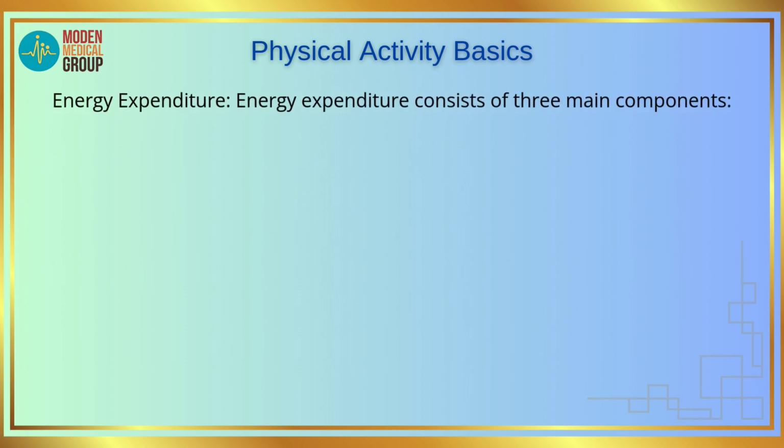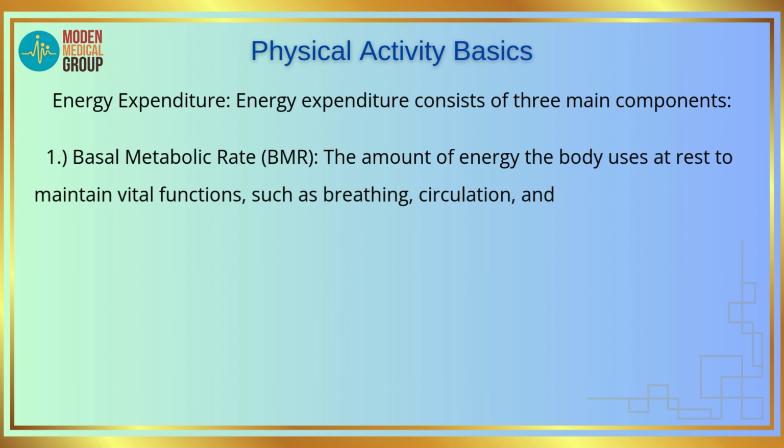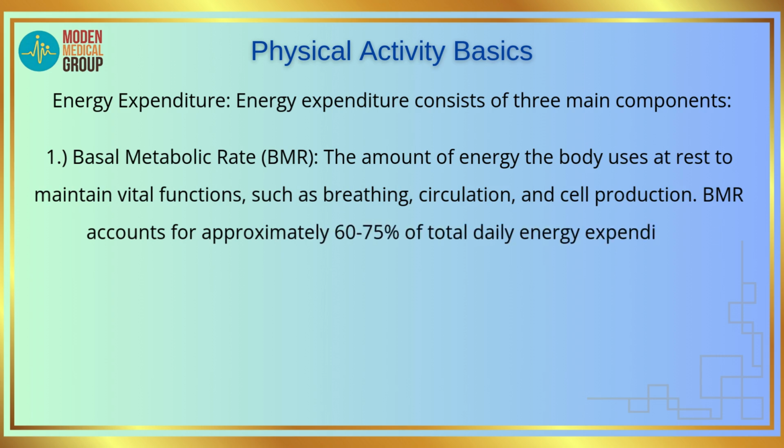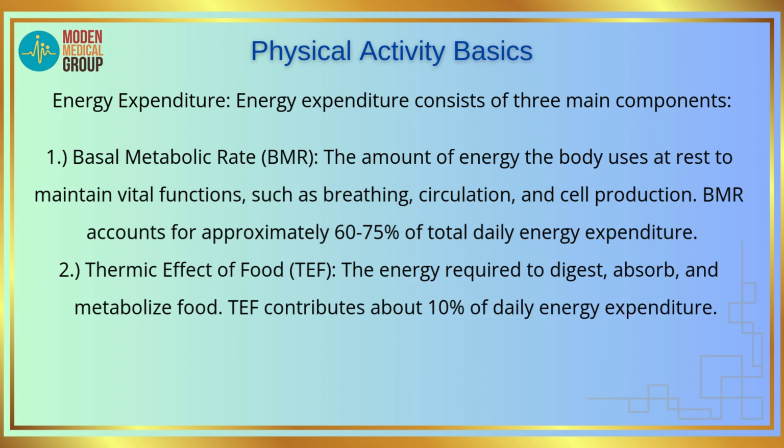Energy expenditure. Energy expenditure consists of three main components. 1. Basal metabolic rate, BMR, the amount of energy the body uses at rest to maintain vital functions, such as breathing, circulation, and cell production. BMR accounts for approximately 60 to 75% of total daily energy expenditure. 2. Thermic effect of food, TEF, the energy required to digest, absorb, and metabolize food. TEF contributes about 10% of daily energy expenditure.